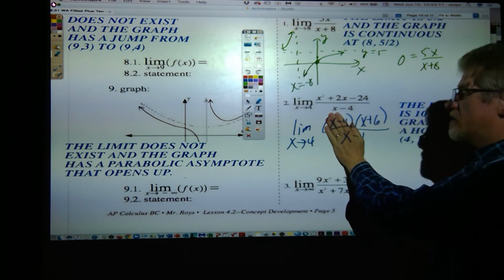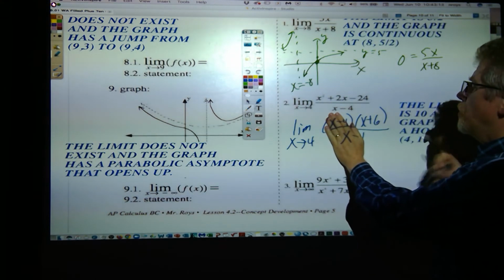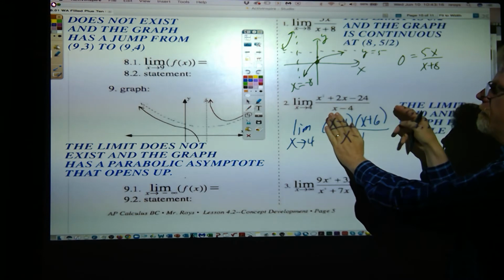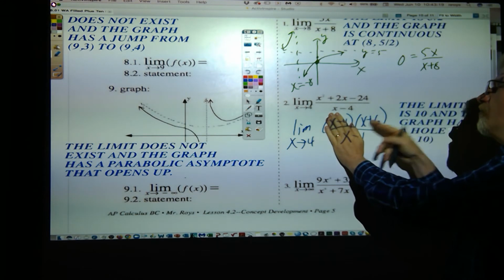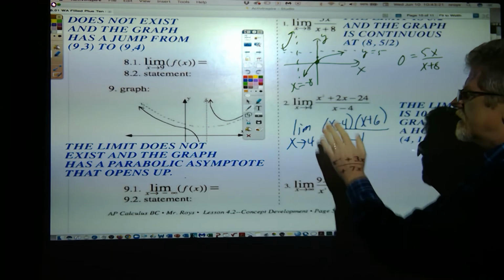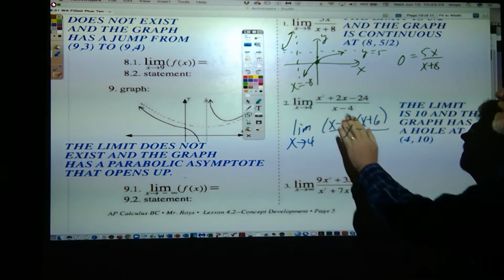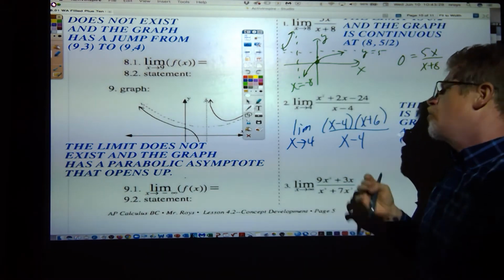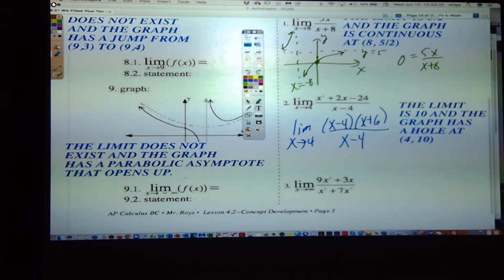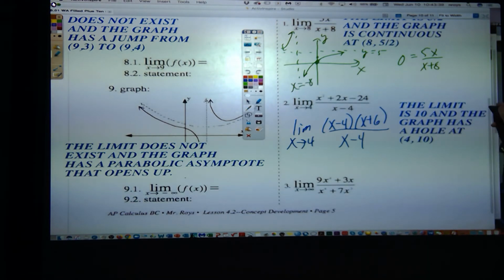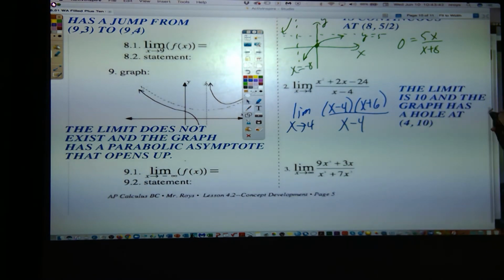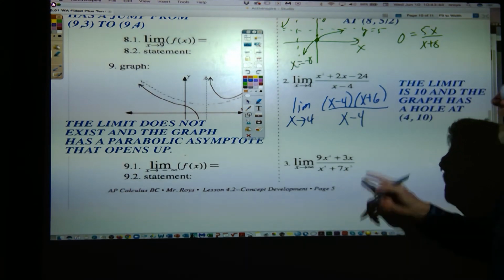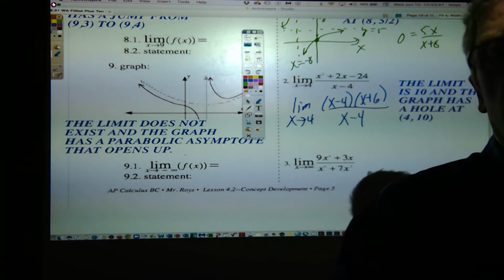and we're taking the limit as x approaches 4. To find the y-coordinate of the hole, you plug a 4 into the surviving expression. 4 plus 6 is 10. So based on this minor amount of algebra, we can tell that this graph, even though we don't take the time to sketch it, is going to have a hole at 4, 10. And so the limit as x approaches 4 is 10, and the graph has a hole at 4, 10. We know that without even taking the time to sketch the graph. Try number 3 on your own. Pause.